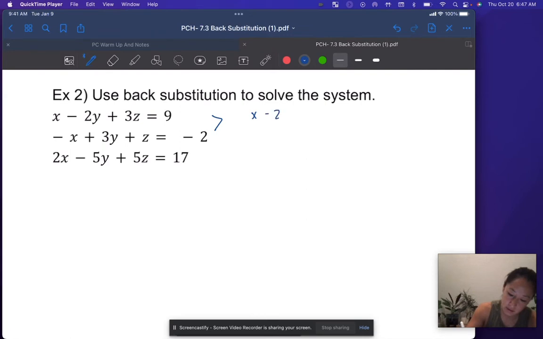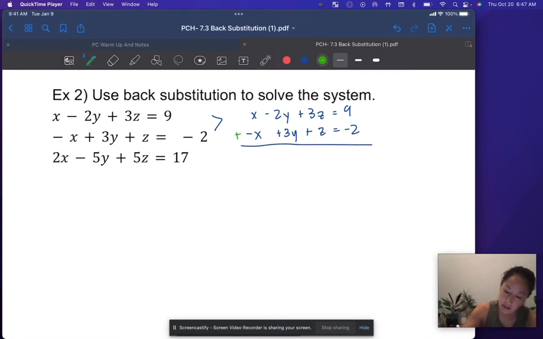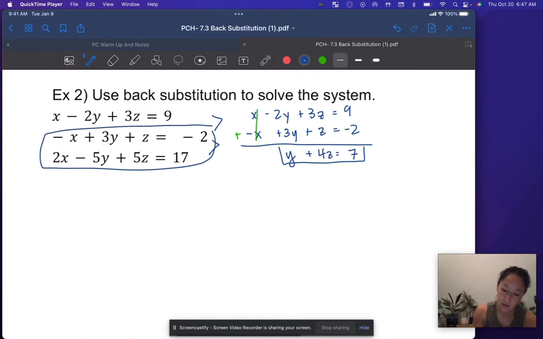So I'm going to go ahead and write that this is x minus 2y plus 3z is equal to 9, and -x plus 3y plus z is equal to -2. Okay. When I add these, I get a 0, and then -2y plus 3y is y. So plus 3z plus 1z is 4z is equal to 7. All right, we're going to hold on to this for a second, and then we're going to switch over and grab the 2 bottom equations. So these 2 right here, okay?